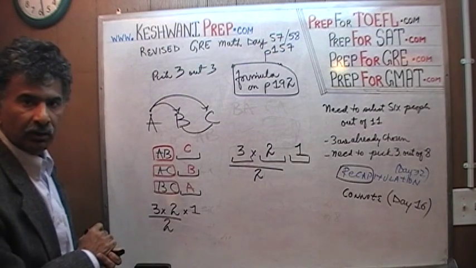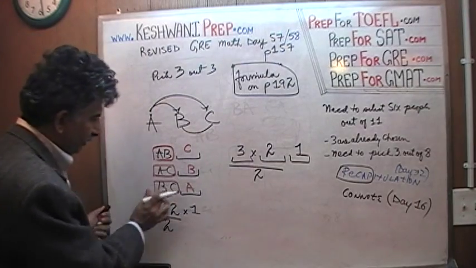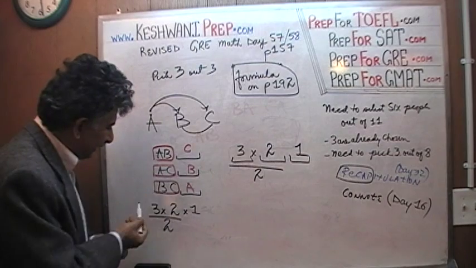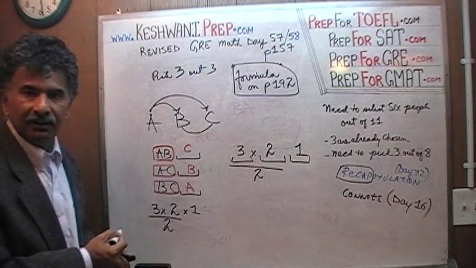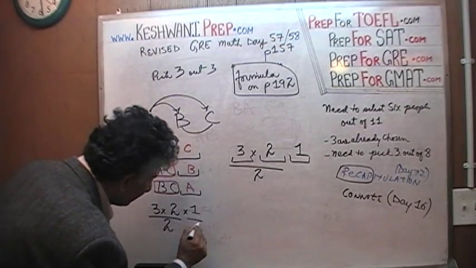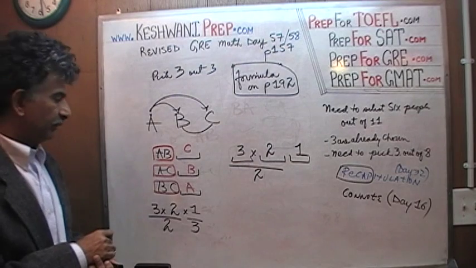But guess what's going on? Now we are triple counting. Don't look at them as a unit. We are triple counting, because ABC is the same as ACB, which is the same as BCA. These are not 3 different ways. We are triple counting, so we have to divide that by 3. Voila. You have to divide that by 3.